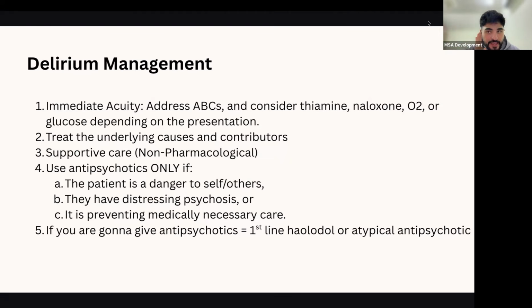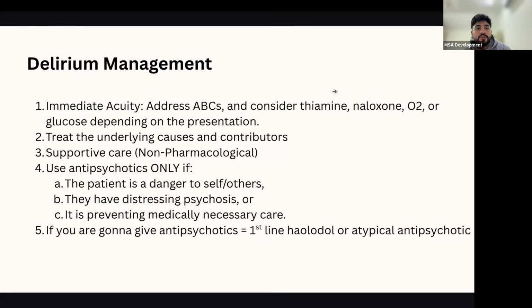You only give antipsychotics if the patient is dangerous to himself or herself and to others, and if they're having any distressing psychosis episode, you do give it. And if it is going to prevent a medical condition from happening, then yes, you go on and give it. If you decide to give an antipsychotic, you either give haloperidol or an atypical antipsychotic. That's the first line, to make sure that it's safe and not that toxic.